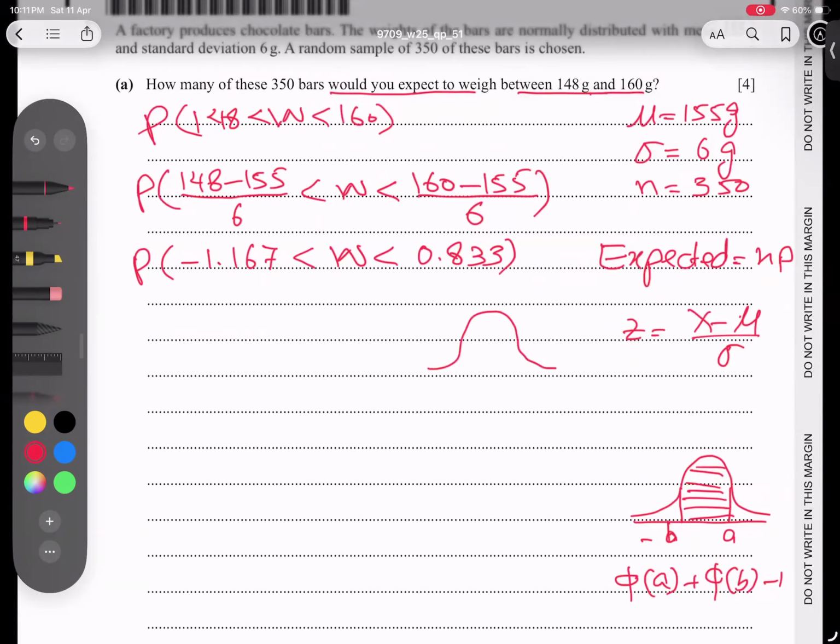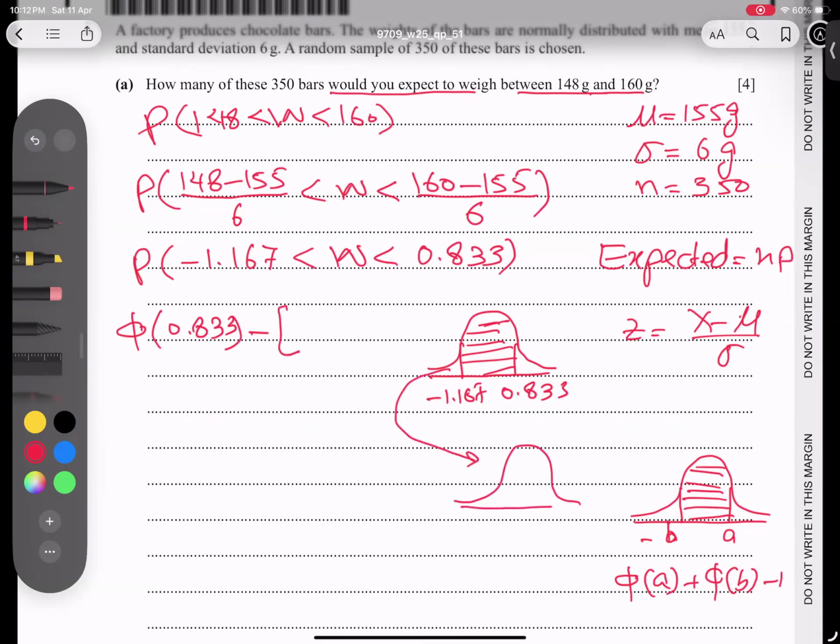This value, if you look carefully, is coming positive 0.833 here, and this value is negative 1.167. So this value in the middle is what we are looking for. How to get this answer, students? Basically, this full area is counted as phi of 0.833, minus we have to subtract this white portion. So how to get this small white portion?